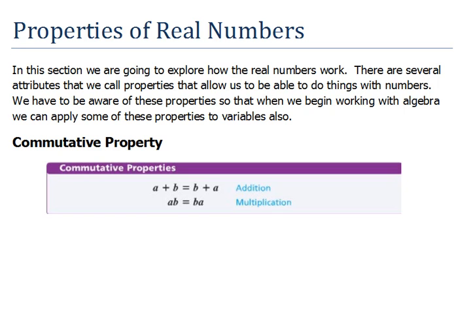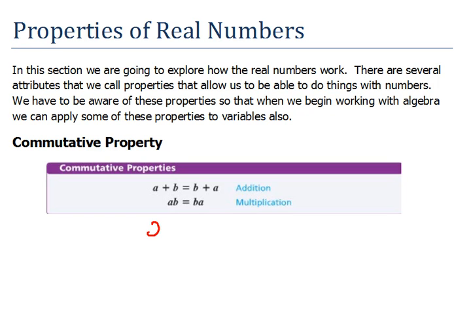Our first property is called the commutative property. And the commutative property, we have one for addition and one for multiplication. Now, look, this says A plus B equals B plus A for addition, or A times B equals B times A for multiplication. Now, this is a little bit fuzzy whenever you put letters in there, but let's give you a regular number example so that you can see what they're talking about.